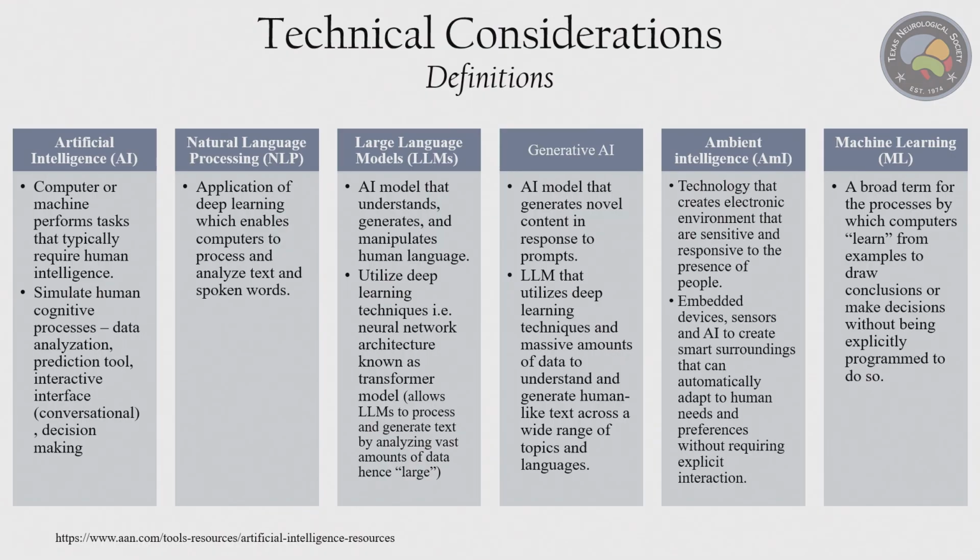Natural language processing, or NLP for short, is the application of deep learning which enables computers to process and analyze text into spoken words. And then ambient technology, or ambient intelligence, this is technology that creates an electronic environment within the atmosphere and allows for the detection of sensitive information as well as other technical or medical information, and then it interprets that response and then it generates textual data afterwards.